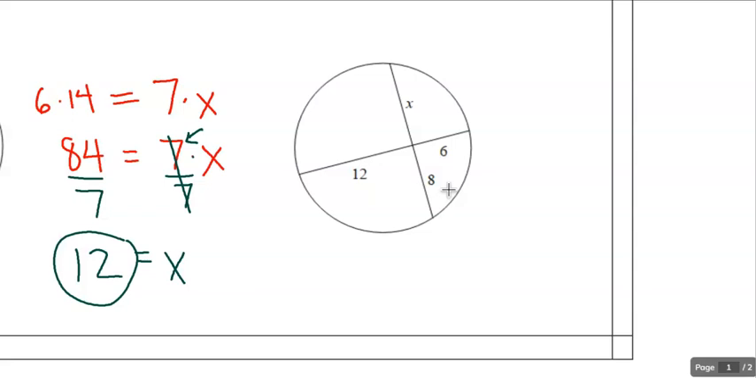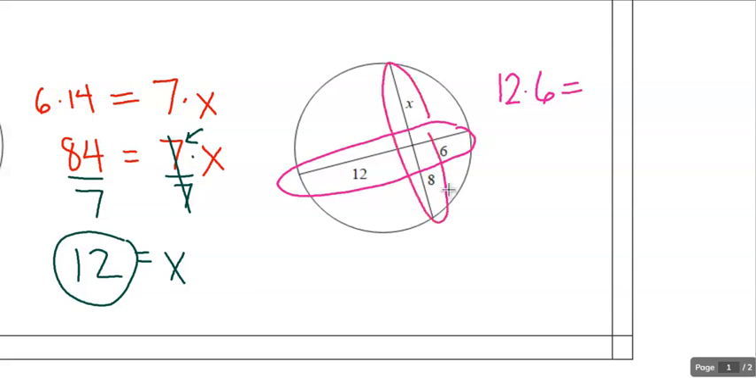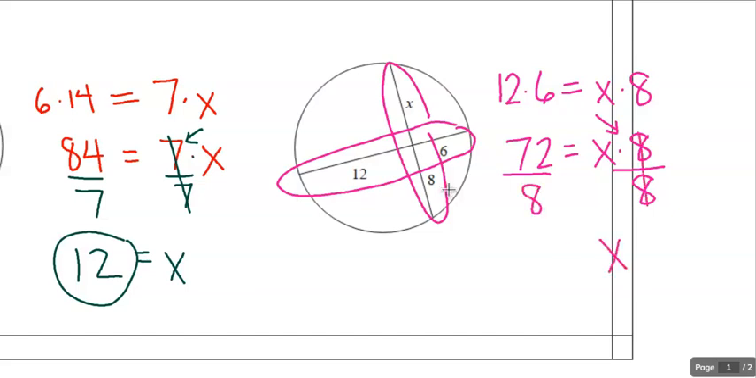And let's try one more example just to make sure we have the idea. So we've got 12 times 6 and x times 8. So 12 times 6 is 72. We want to focus on the side that has x, and so we want to move the 8. It's being multiplied, so we divide by 8 on both sides. So x equals 9, and that's our missing side. Okay? So go ahead and give your problems a try and let me know if you have any questions.